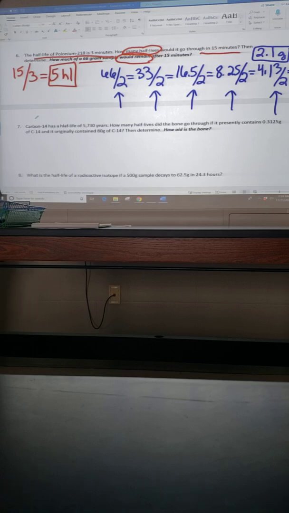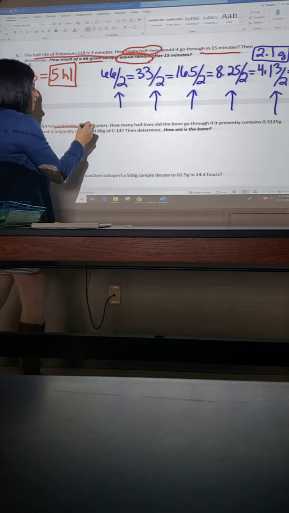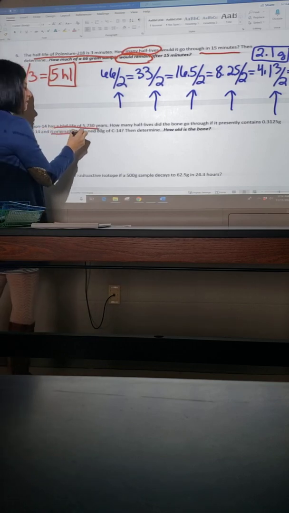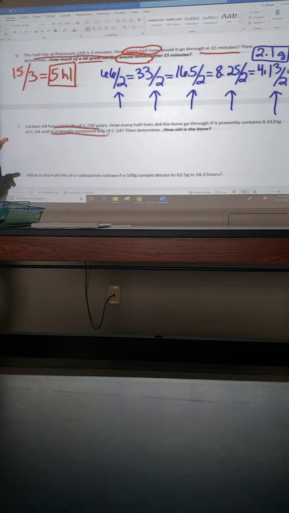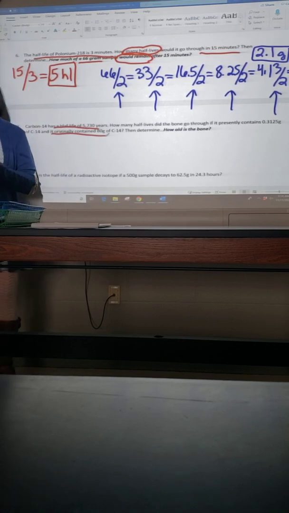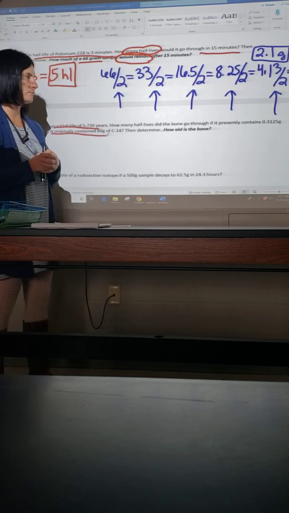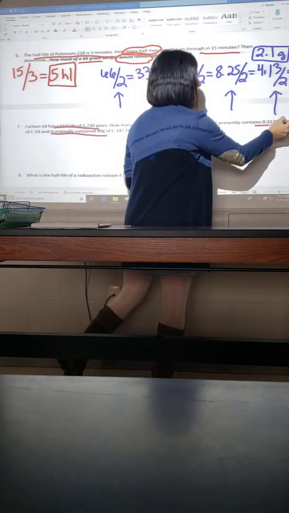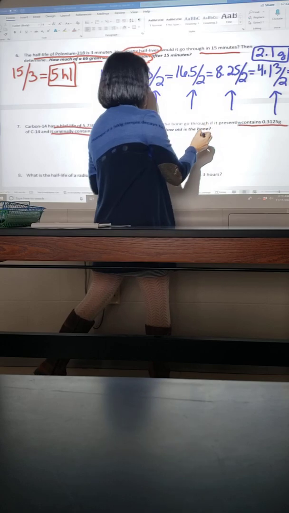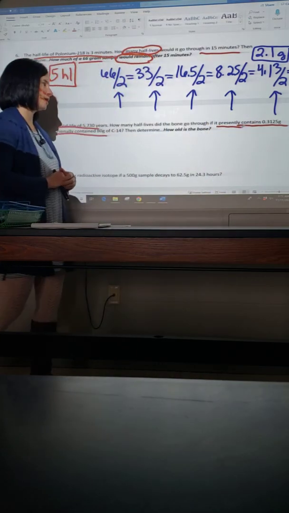So give me a piece of information I need to underline. Emily? Good. What else is given? Originally contained. So original, you have to kind of decode that. That means what you started with, right? And then what else is given? Charles, what do you see? What other piece of information is given to us? Contains 0.3125 grams. Very nice. So it presently contains that much.